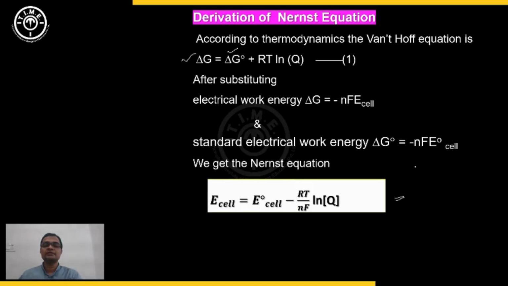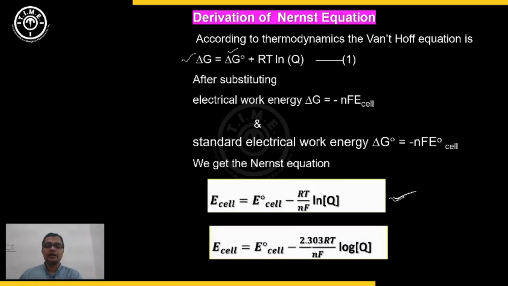Okay, now after these values, if you substitute, finally you will get this Nernst equation. Now Q is the reaction quotient. And the point to remember here is that a natural logarithm is there: ln Q is equal to 2.303 log Q to base 10. So the natural logarithm you have to convert to log Q base 10 by multiplying with 2.303. So minus 2.303 RT divided by nF log Q. Here Q is the reaction quotient.